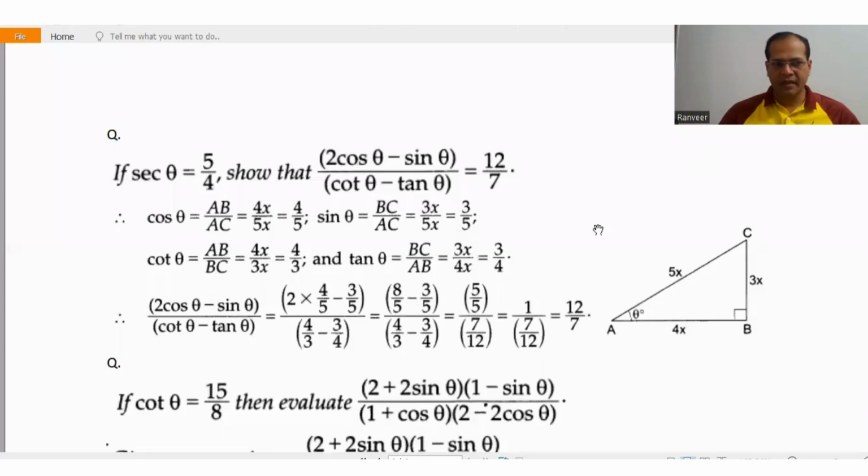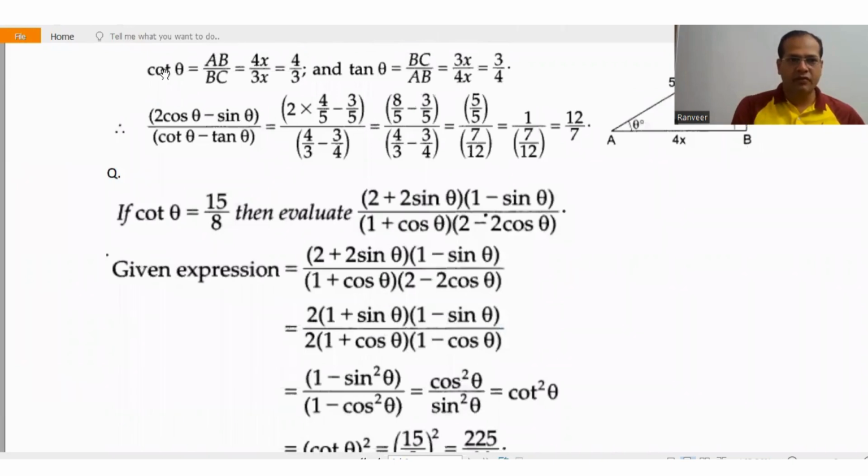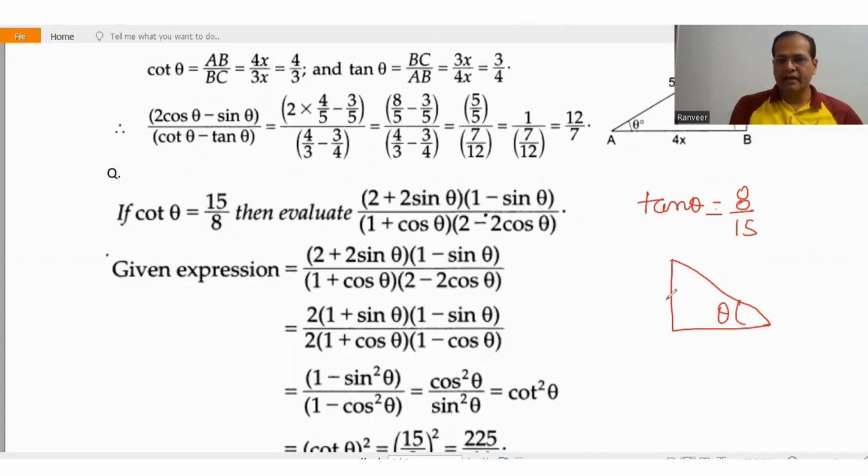Similarly, the next question: cot theta equal to 15 by 8. Same way, first of all, we have to find out tan theta equal to 8 by 15. Just draw a triangle. This is theta and this is 8, this is 15. 15 square is 225 plus 64 gives the hypotenuse squared, that is 289. This 289 value, the square root is 17.